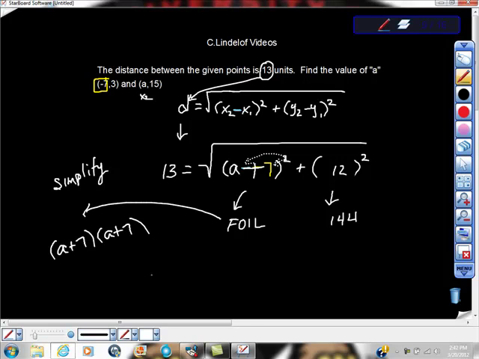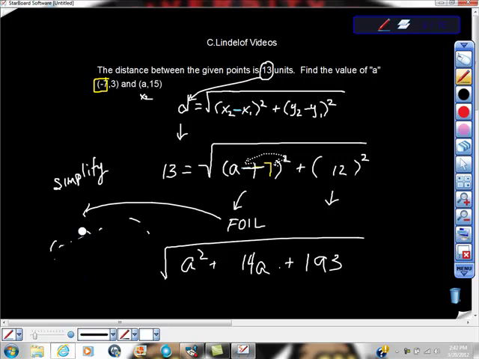and do that FOIL. A times a is a squared. A times 7 is 7a. 7 times a is another 7a. 7 times 7 is 49. Keep simplifying. 7a's plus 7a's is 14a's, isn't it? So we have 14a. And then we have 49 plus this 144 we already had up here, which I believe is 193. How do you like that? 193.